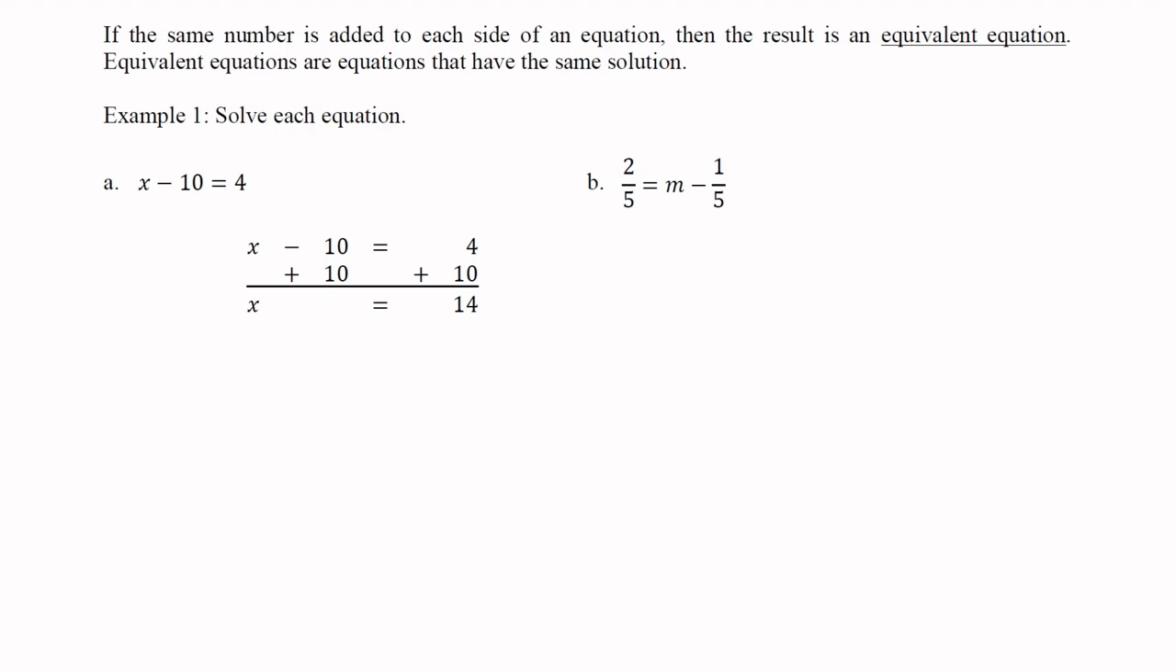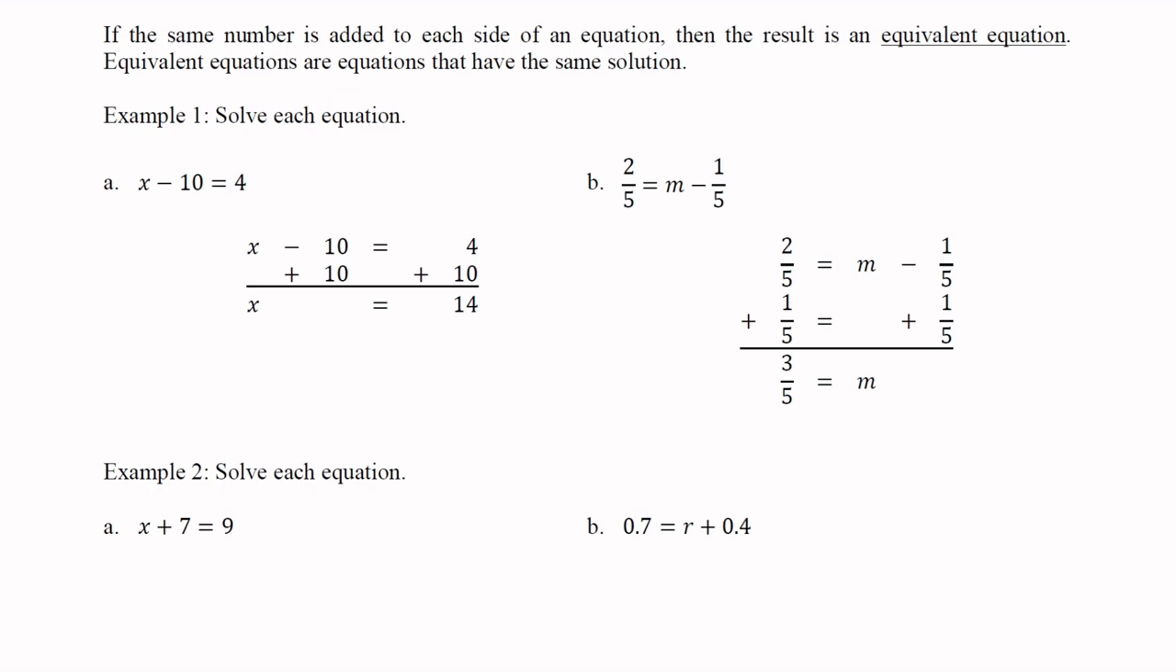For B, we have subtraction of 1/5 on the right-hand side next to the variable. So we are going to add 1/5 to each side to undo the subtraction. And when we do that, we end up with 3/5 on the left and m by itself on the right, since minus 1/5 and plus 1/5 cancel each other.